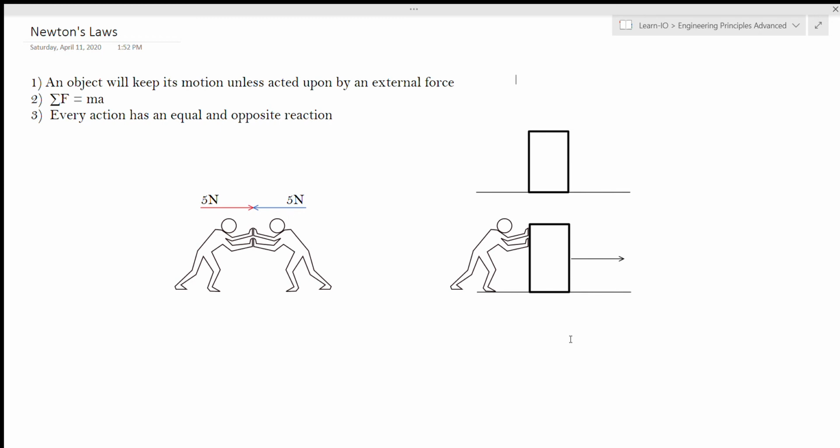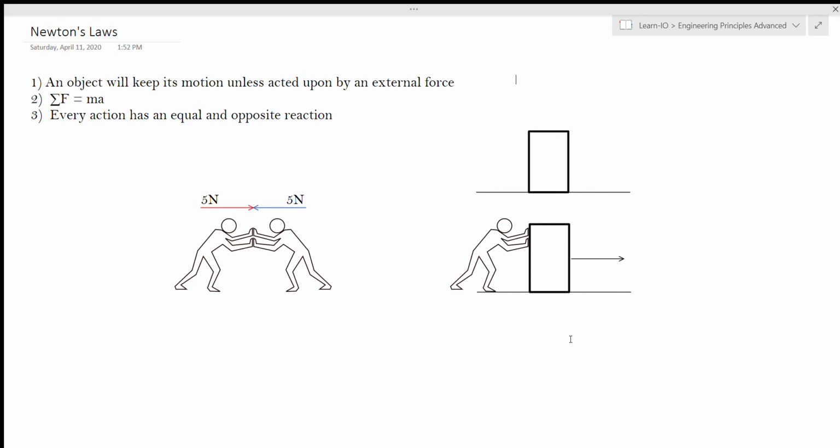So Newton's second law we covered a bit in the first Engineering Principles course. If you didn't watch our video on that, please do go back and have a look at it. But very simply, it states that the net force on an object will be equal to the object's mass times its acceleration. It's a really, really important formula in physics, and one that we will be using in the future.